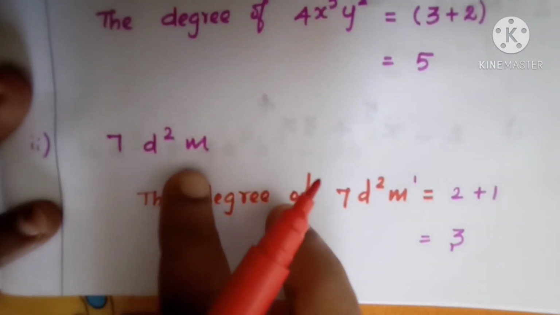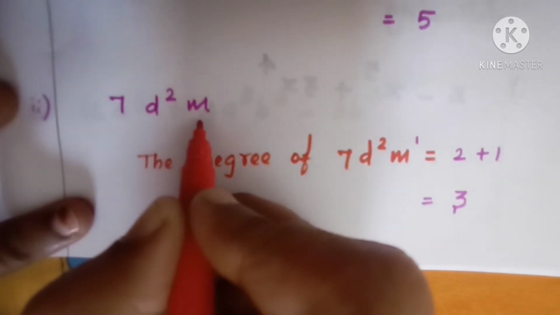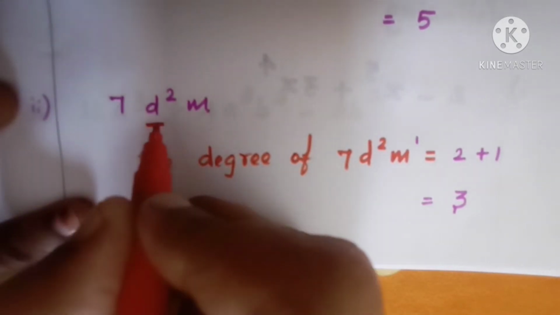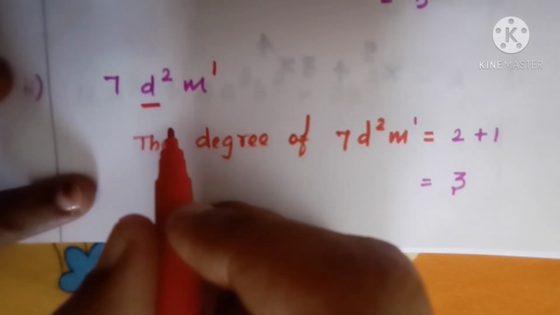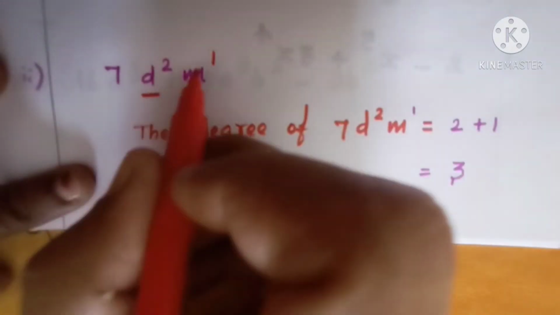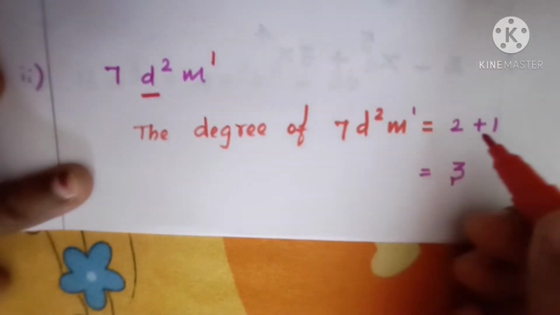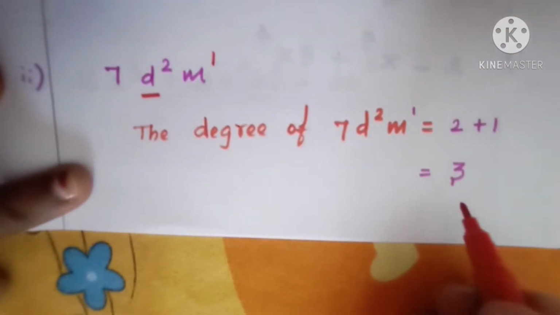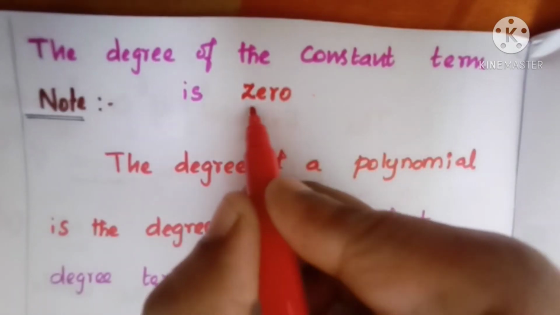7d square m. Here d and m are the variables. D has the power 2 and m has the power 1. The degree of an algebraic expression is equal to, you have to add the powers. So the degree of 7d square m is equal to 2 plus 1, which is 3. The degree of the constant term is 0.